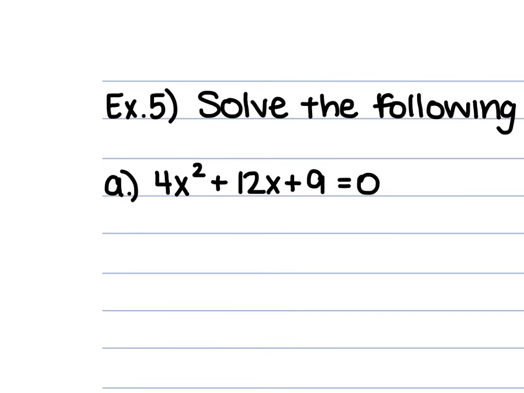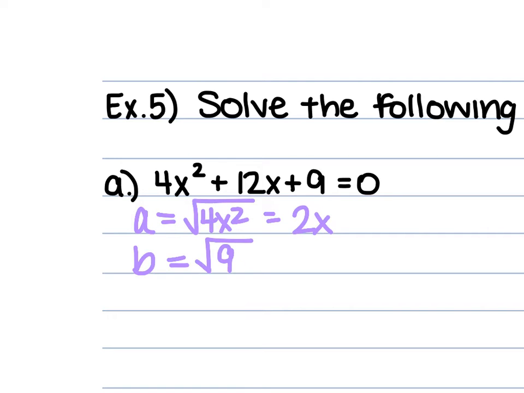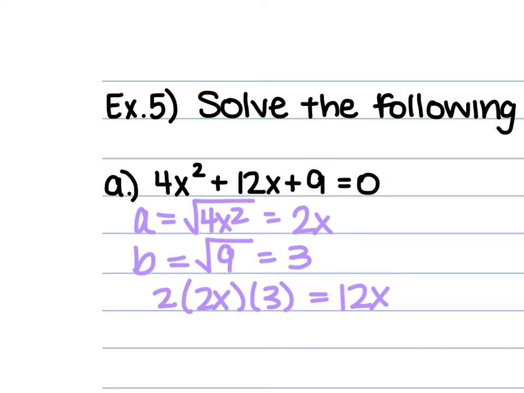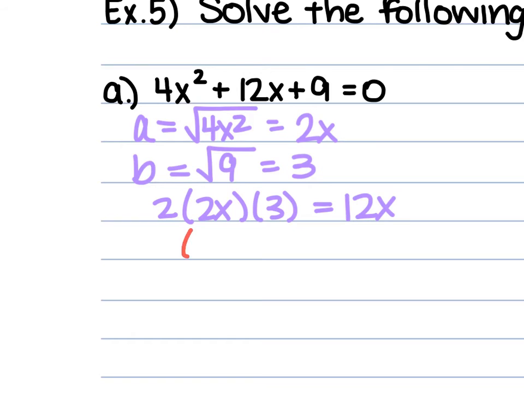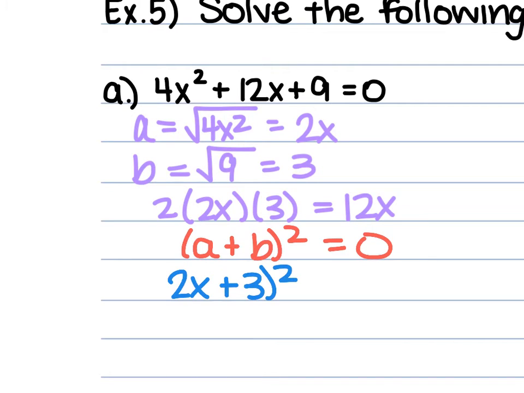So our a is the square root of 4x squared, so that's 2x. Our b is the square root of 9, which is 3. 2 times 2x times 3 is that 12x, so we can factor this by doing a plus b squared is equal to 0. So this is going to be 2x plus 3 raised to the second power is equal to 0.